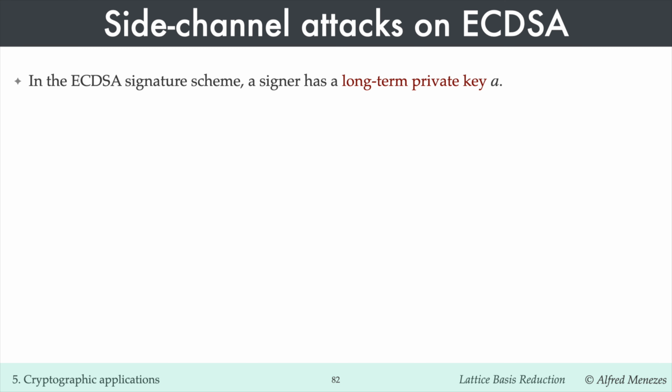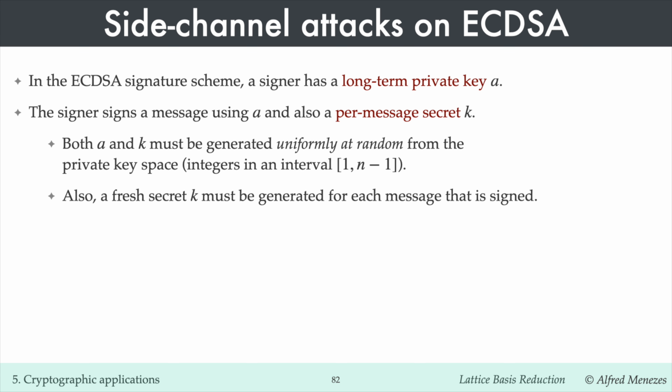In the ECDSA signature scheme, a signer has a long-term private key A. To produce a signature on a message, the signer generates a per-message secret key K and then uses both K and the long-term private key A to form the signature. Both A and K must be chosen uniformly at random from the integers between 1 and n-1. Just as importantly, the fresh per-message secret key K must be generated for each new message that is signed.